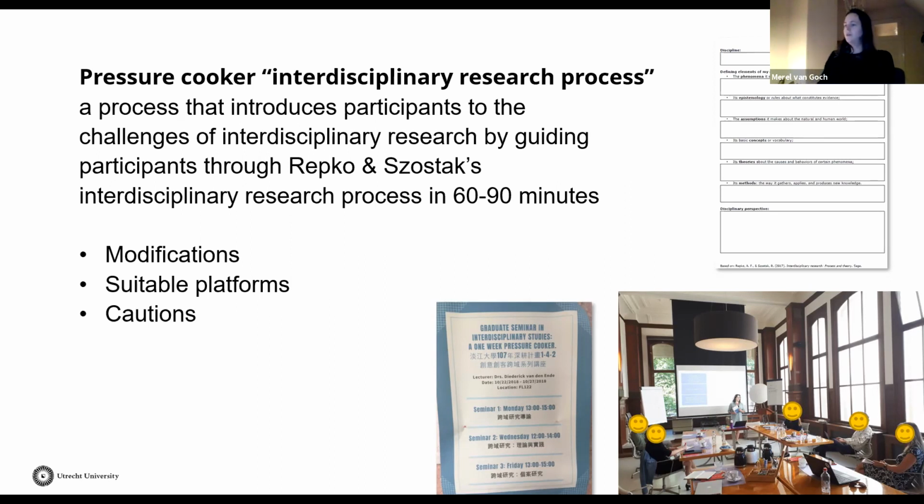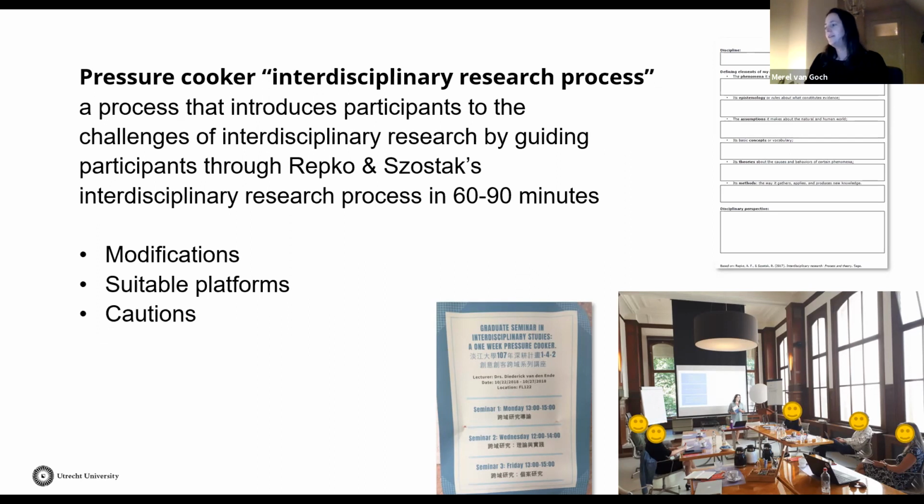You can also take some things out and make it even shorter. I've done it a couple of times in 30 to 45 minutes with students, and then we don't really use the case on altruism that much, but we do go through all the steps. Yeah, so suitable platforms, we've always done this first in person, but now that we're all working remotely, we've also done it virtually, like we're going to do today.